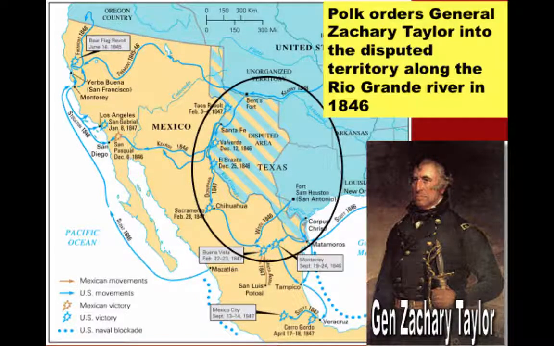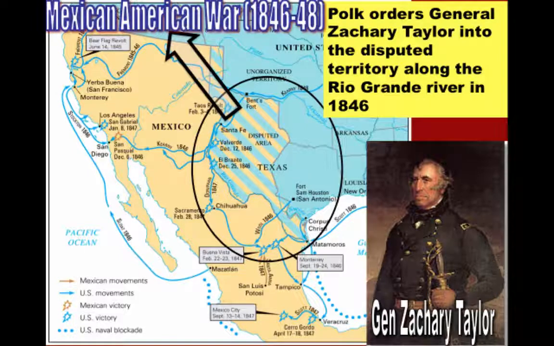And he sends one of his generals, General Zachary Taylor, into the disputed territory along the Rio Grande River. And while Zachary Taylor and American forces are over in that region, basically what happens is pretty predictable. Mexican forces say, hey, you're on Mexican soil. They attack. And this begins the Mexican-American War. In April of 1846, American forces are attacked by a Mexican cavalry detachment. Something like 16 Americans are killed, and Polk got his war.